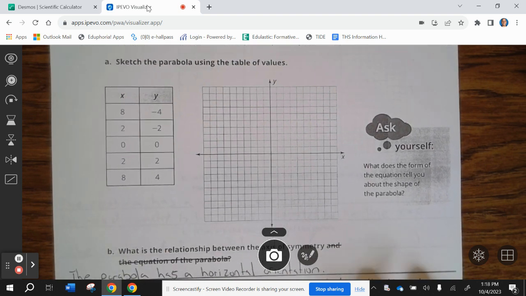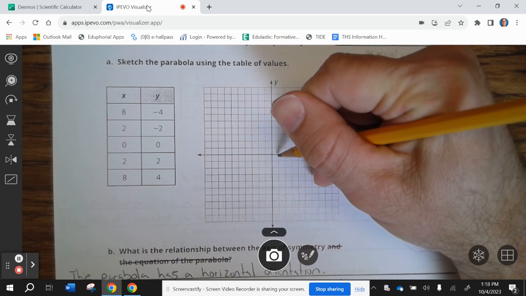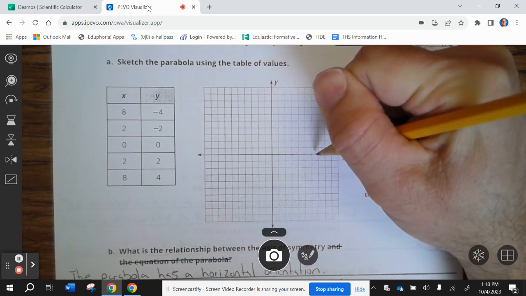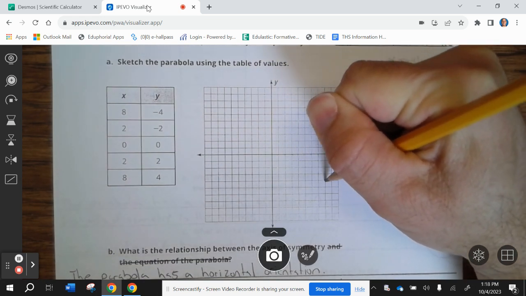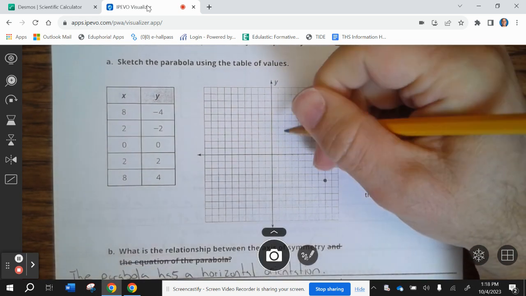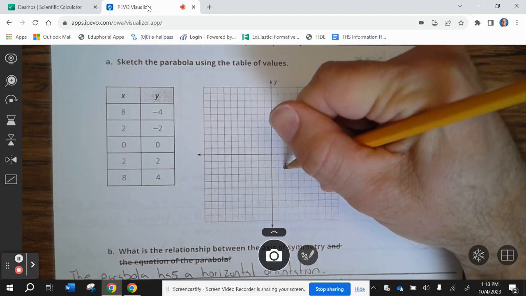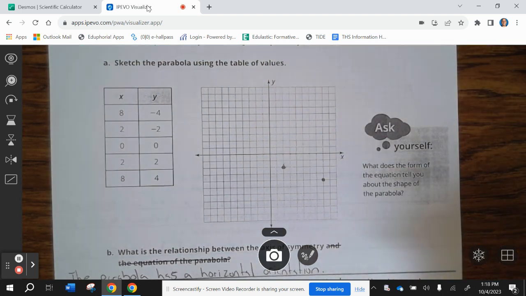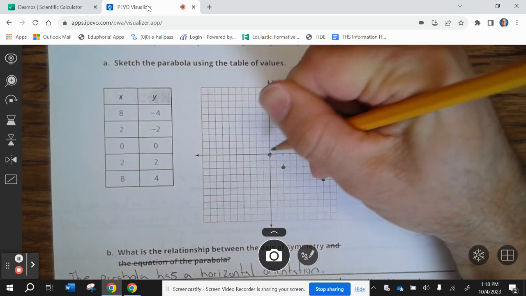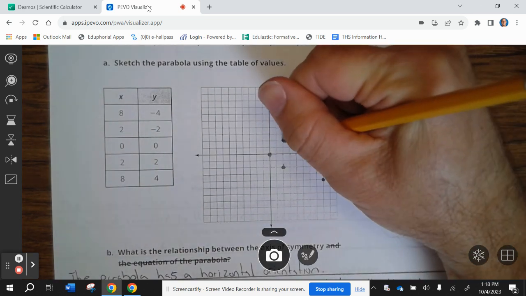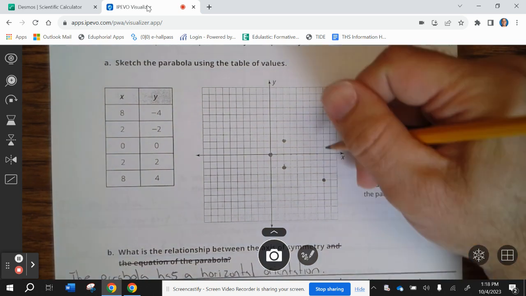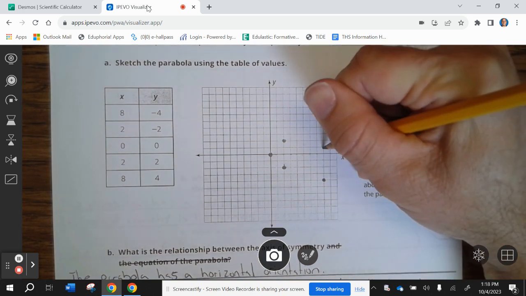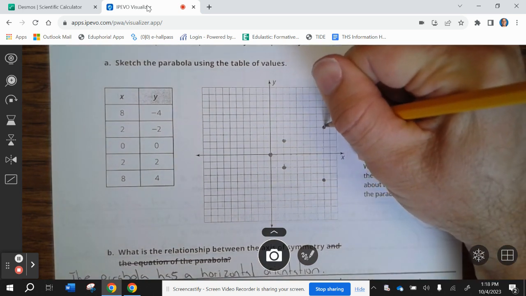Sketch the parabola using the table of values. So (-8, 4), (-4, 2), (0, 0), (4, 2), and (8, 4).